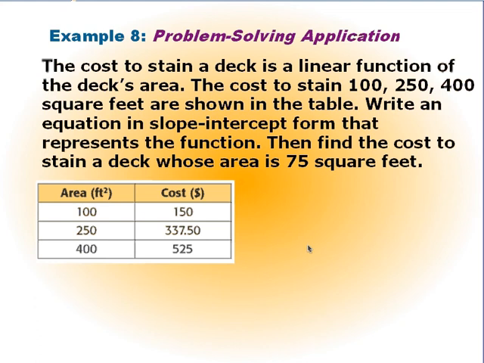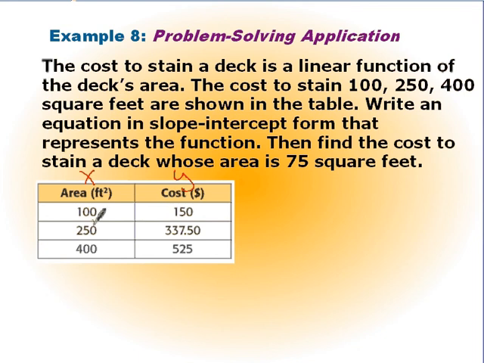Okay, now we're going to try this one. The cost to sustain a deck. Here's a chart. If you have this area, the cost to sustain your deck is this much. Area is going to be your independent variable. Independent variables are x's, dependent variables are y's. And we want to write an equation in slope-intercept form that represents this function.